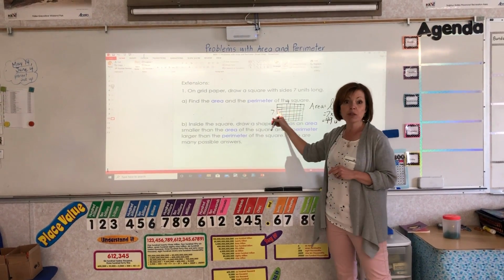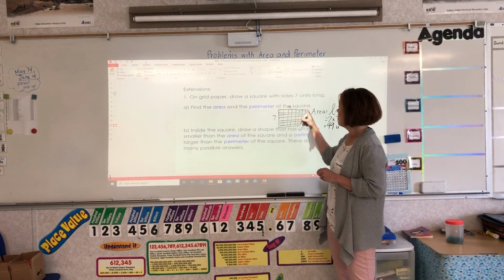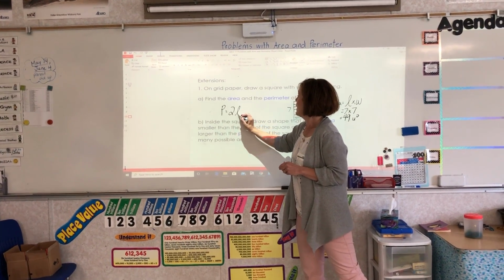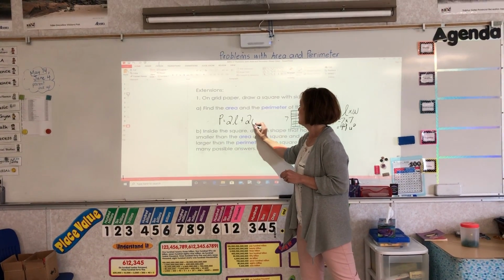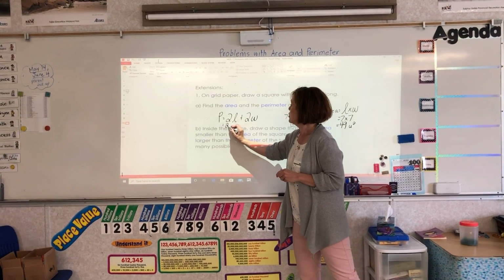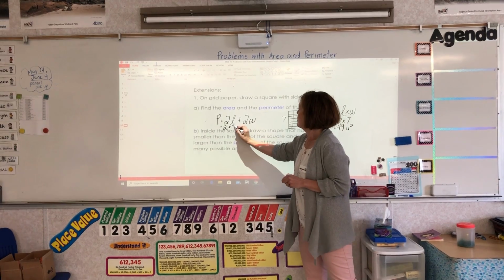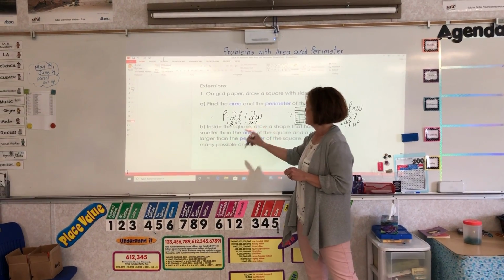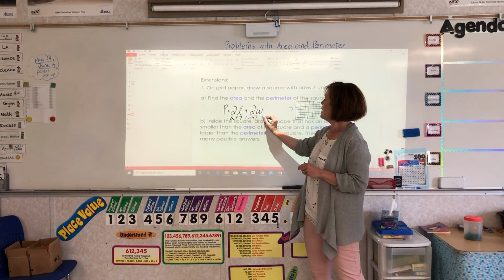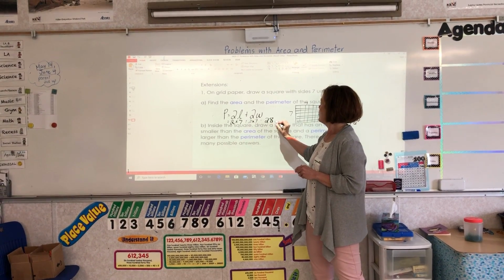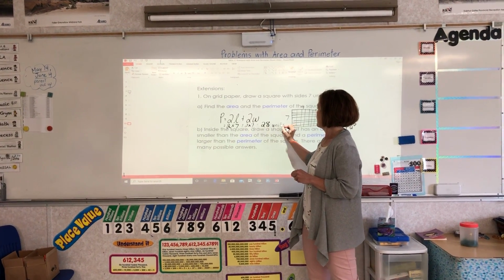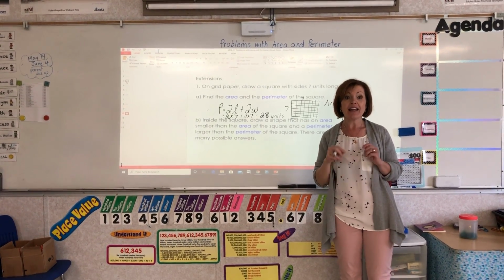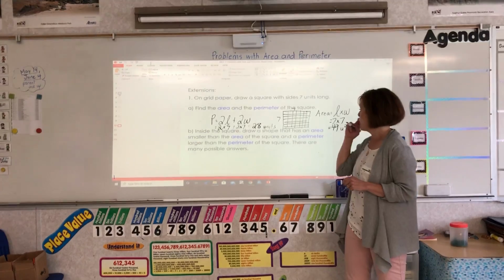And hopefully you also remember the formula for perimeter. Perimeter equals 2 lengths plus 2 widths. So that's 2 times 7. In this case, they're all the same. Plus 2 times 7, do some mental math. 14 plus 14 equals 28 units for its perimeter. So you will be drawing some things in your book today and finding the perimeter and the area. So remember the 2 different formulas.